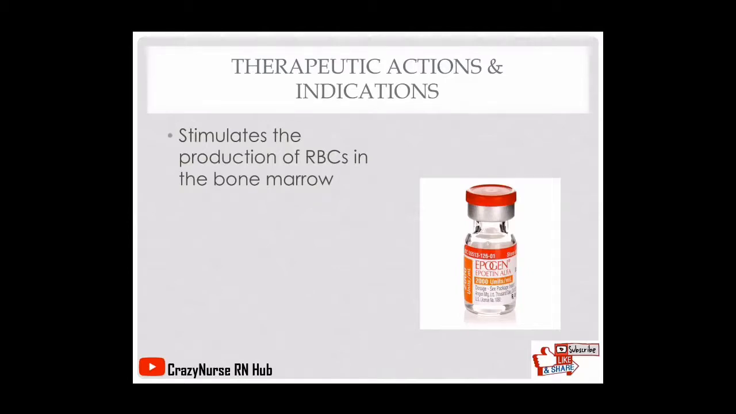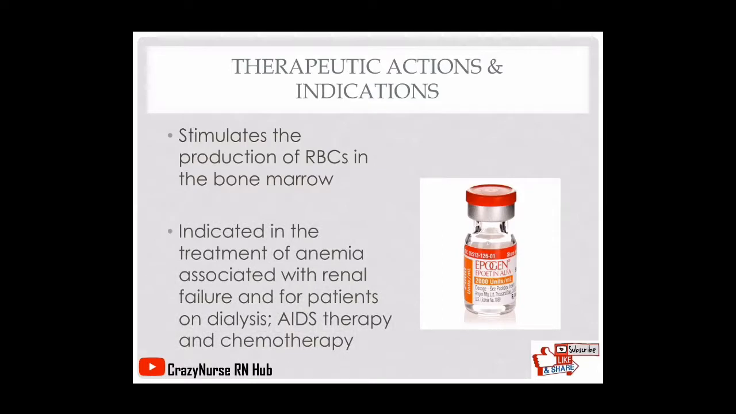So for the therapeutic actions and indications of this drug classification, it stimulates the production of RBCs in the bone marrow. It is also indicated in the treatment of anemia associated with renal failure and for patients on dialysis, AIDS therapy, and chemotherapy. So basically, this drug classification has a stimulating effect on the production of your RBCs in the bone marrow.